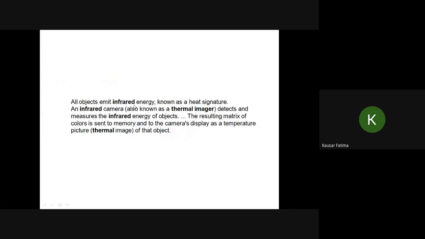And all objects emit infrared energy known as a heat signature. An infrared camera, which we also call a thermal imager, detects and measures the infrared energy of the object. The resulting matrix of the color is sent to the memory of the computer, which has a CPU, you can say, a microprocessor inside. So you can get the picture on the basis of that thermal image, the dot matrix image, depending on how much energy was released by different parts of the body.